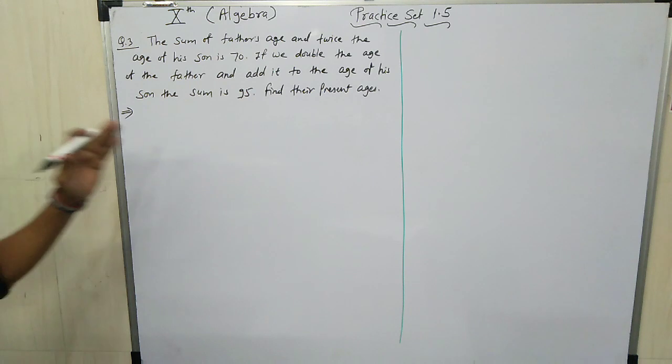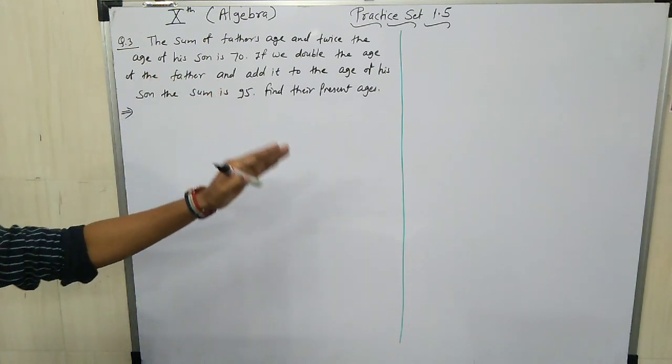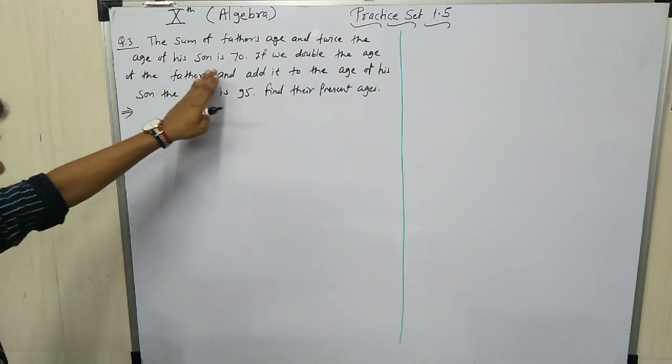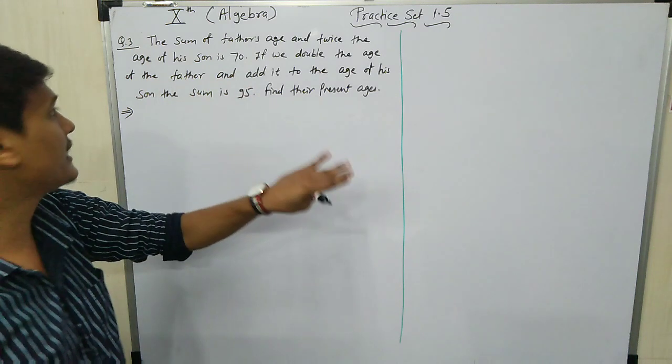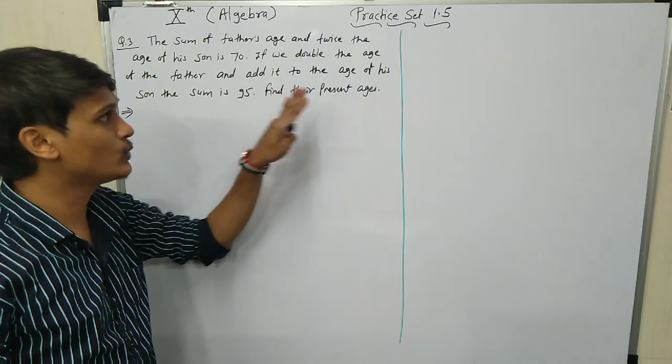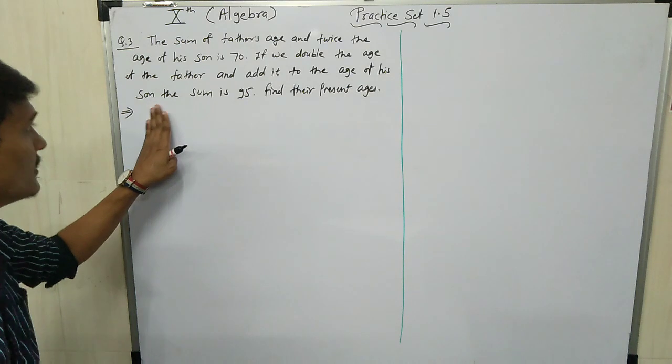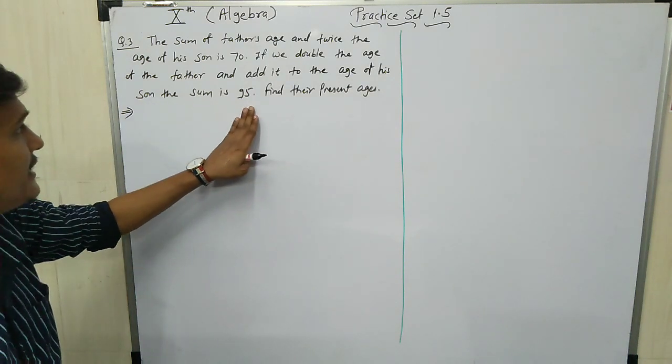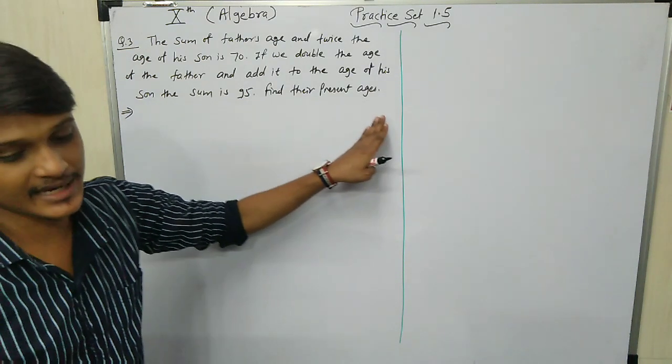Third question. The sum of father's age and twice the age of his son is 70. If we double the age of the father and add it to the age of his son, the sum is 95. Find their present age.